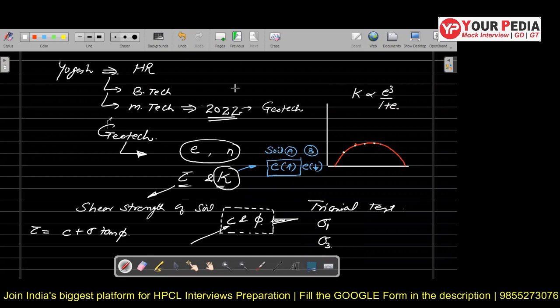Okay. If we have clay soil and sand, clay has the higher void ratio and sand has the lesser void ratio, still sand has the higher permeability. Why is this so? Then clay should have the higher permeability, no? Yes, sir.